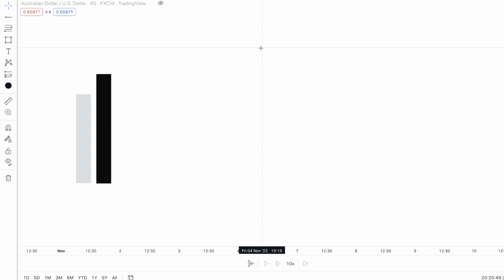So what I drew right here is an example of an order block. We're going to go to the charts in a second, but right now this is our example.